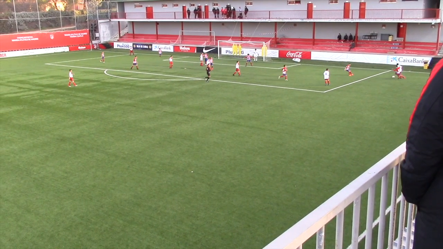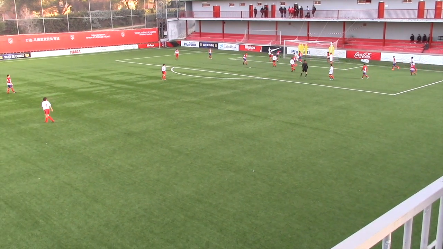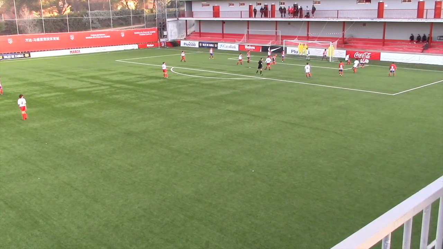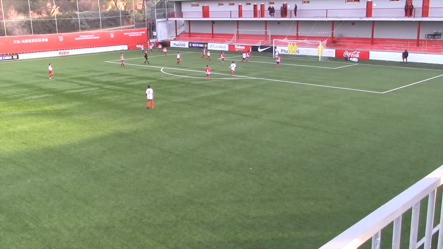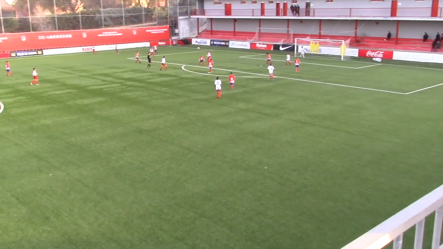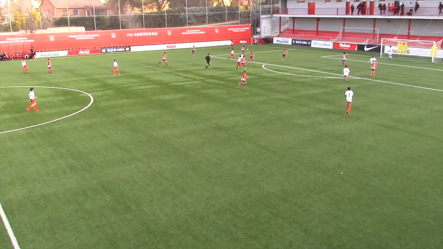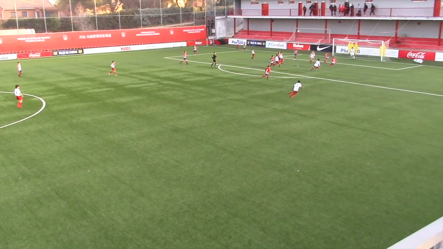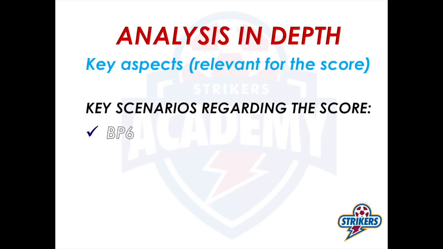One of the main behaviors that calls our attention and that could be fixed is that most of the crosses coming from the left-hand side are aimed at the far post, and normally there's nobody in that area ready to finish. On the contrary, the red team shows great efficiency in the few chances that they have.